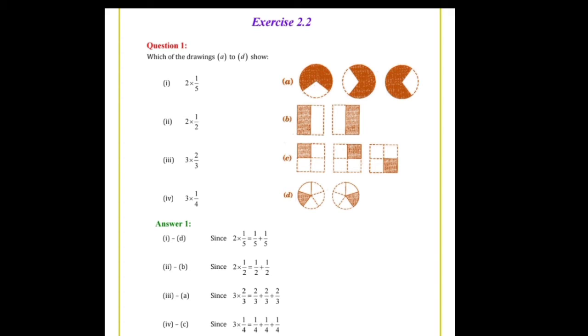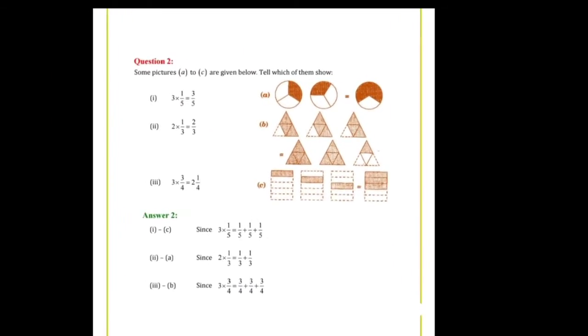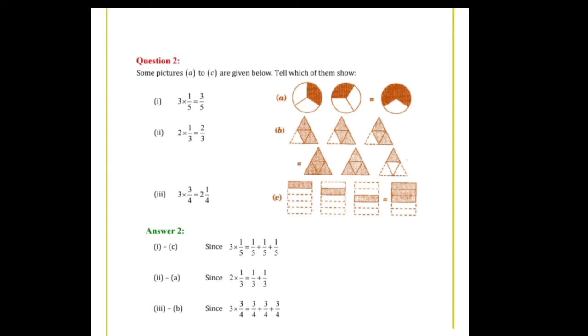Okay students? Now same like that, question number 2. See, some pictures A to C are given below and tell which of them shows the fraction. So first is 3 times 1 upon 5. Now guess students, which figure is it? Total 5 parts. Which figure has total 5 parts? Here 3 parts. Here 1, 2, 3 and 4 parts. So it's not these, but it's C.